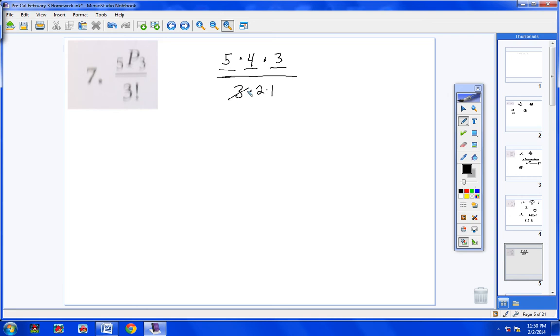So we can do this in our head. 3 cancels with 3. 2 goes into 2 once, and 2 goes into 4 twice. 5 times 2 times 1 is 10, and 1 times 1 times 1 is 1. So your answer would be 10 for number 7.